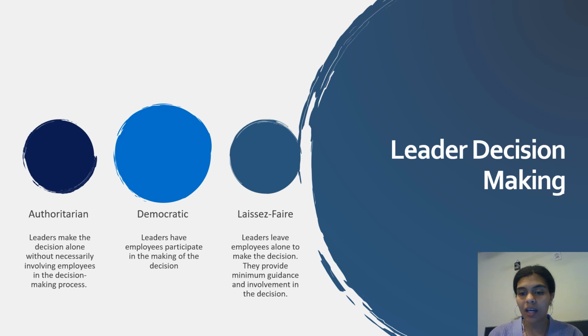Second is democratic. This is when leaders give the employees an opportunity to be involved and to participate in the decision-making process. And the third is laissez-faire, and this is when leaders are basically hands-off. They give some guidance in the beginning, but they're very limited and very minimal when it comes to their involvement within the decision. So with this one, employees basically get to make all their decisions alone.